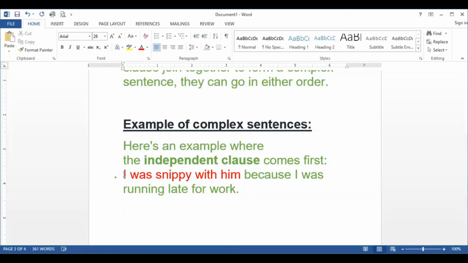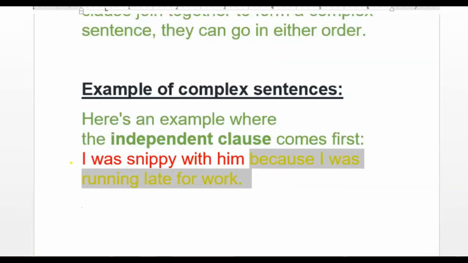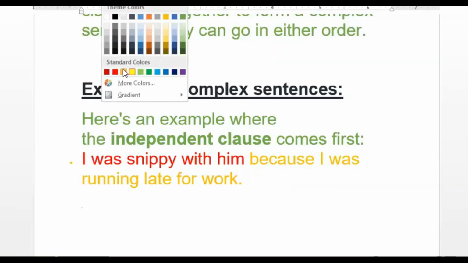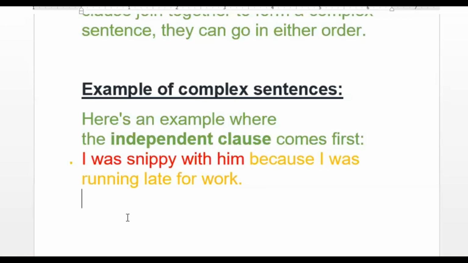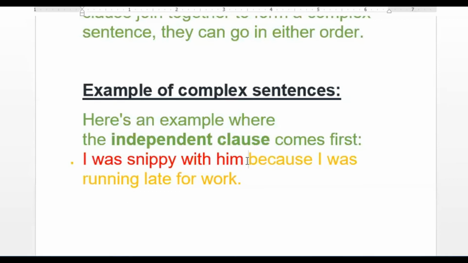I was snippy with him because I was running late for work. Our dependent clause is going to be in yellow. Oh, not that yellow. It will be in this color. Good. A different shade of yellow. So I was snippy with him. That is our independent clause. Because I was running late for work.